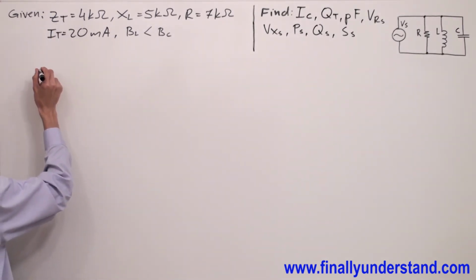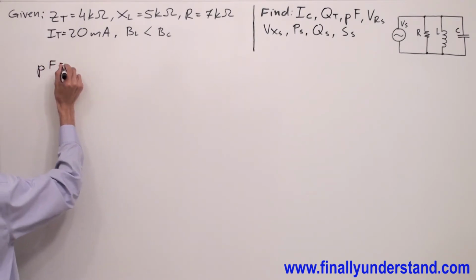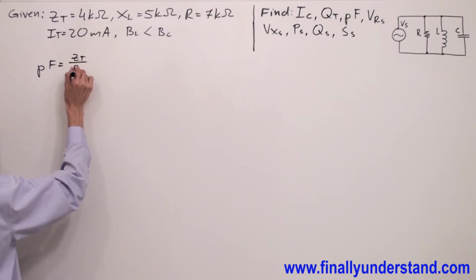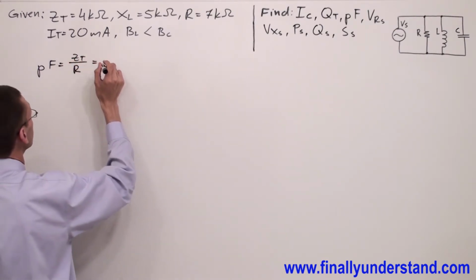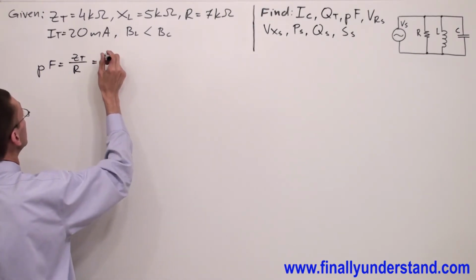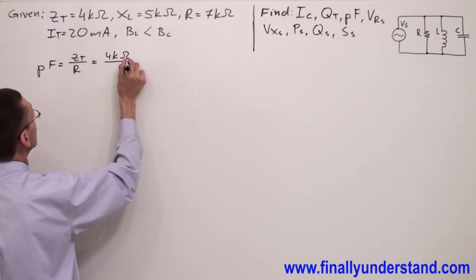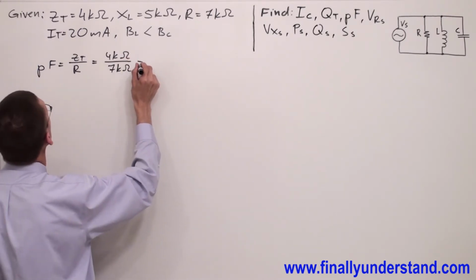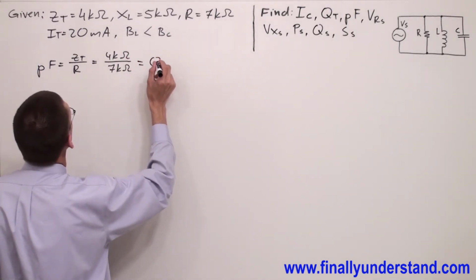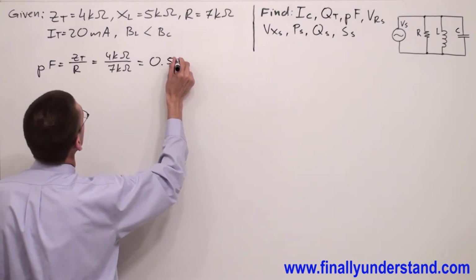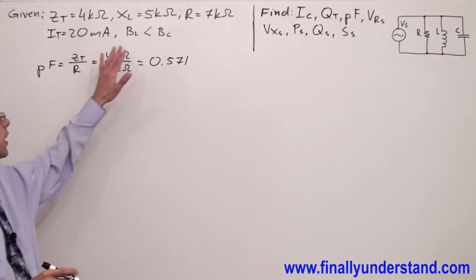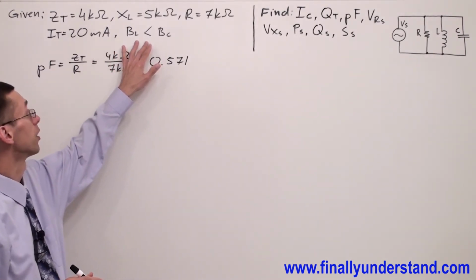Okay, so I have power factor is equal to Z total over R, which is equal to Z total, we have 4 kiloohms over R 7 kiloohms. Okay, this is equal to 0.571. Now, please notice that we have given extra information, right, in our problem.